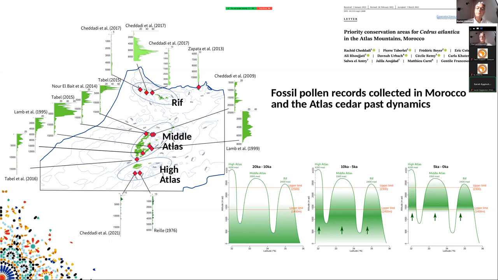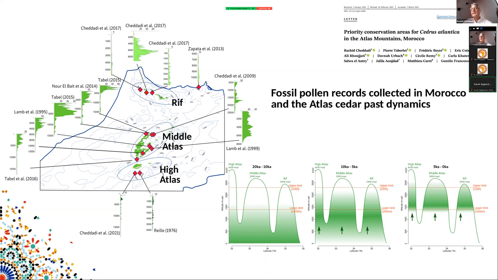to warm up and moisture became available, Atlas cedar started to migrate from these warmer areas at lower altitudes to higher altitudes, because as I told you before, Atlas cedar requires cold winters. So it is at the same time looking for cold winters and more moisture at higher mountains. Today, what we see here is the situation of today. There are no Atlas cedars below 1,400 meters, and its range extends up to 2,200 meters.